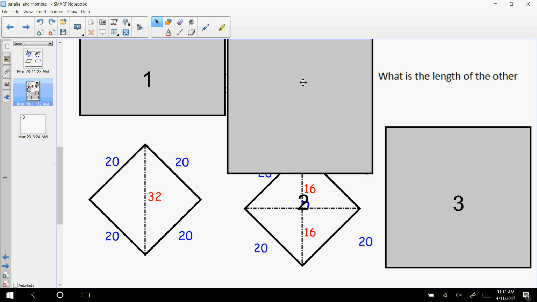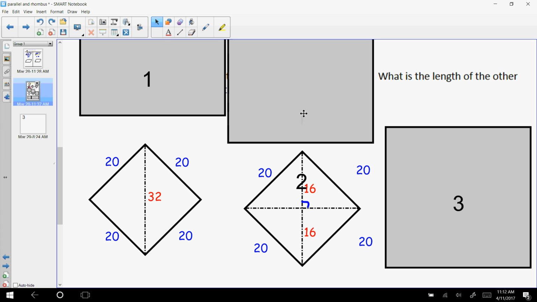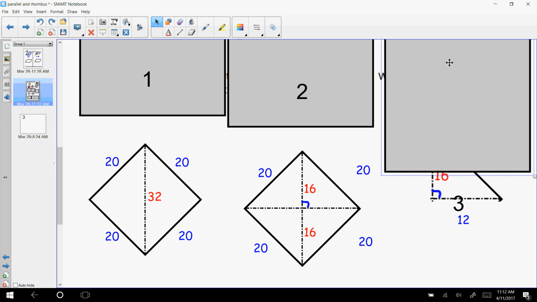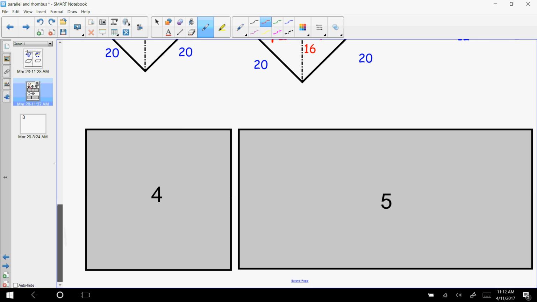All right, so one diagonal is 32. Look what happens when you draw the other diagonal. It cuts it in half. Okay, so here's our next step, is to look at one of those triangles and do Pythagorean theorem. So we got a 12 here, and we have to double that. We have a 12 here. So that's what this will look like.